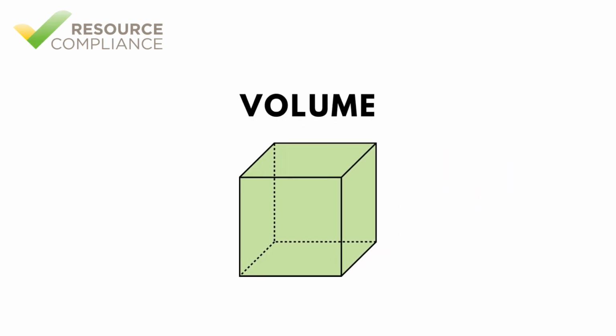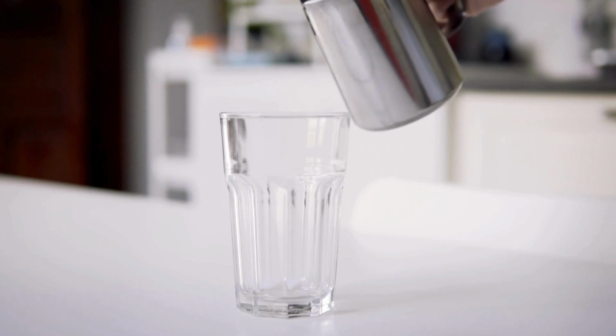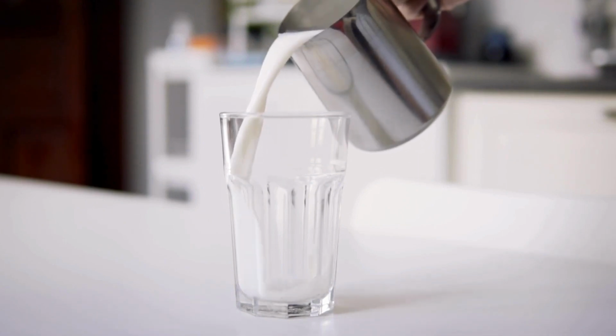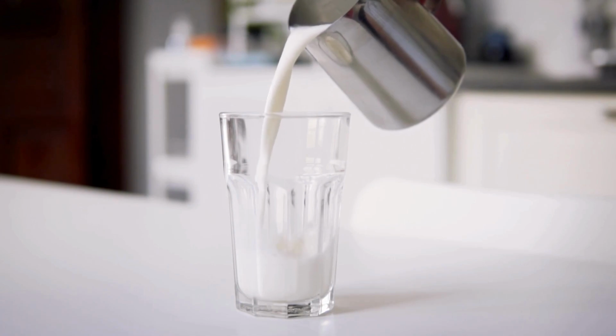Volume is the amount of space that something occupies and is calculated by multiplying the area of an object by its height. Since it is a cubic measurement, the units used to measure volume are often cubed. Examples include inches cubed, feet cubed, and meters cubed. Other common volume units are gallons and liters, which are widely used when measuring liquid volume.